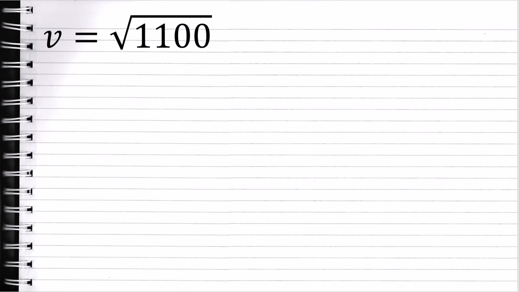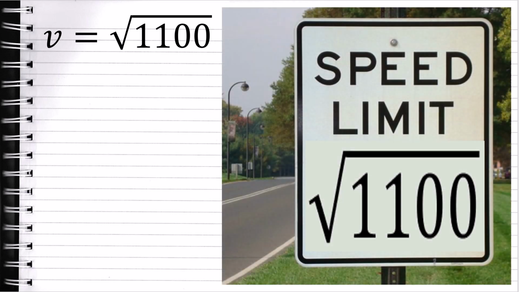Because v equals the square root of 1100, this means that the square root of 1100 miles per hour is the optimal speed limit to maximize the flow of traffic. If every car on this road drove exactly the square root of 1100 miles per hour, traffic would flow the best. Perhaps traffic engineers should set the speed limit for this road to be the square root of 1100 miles per hour.